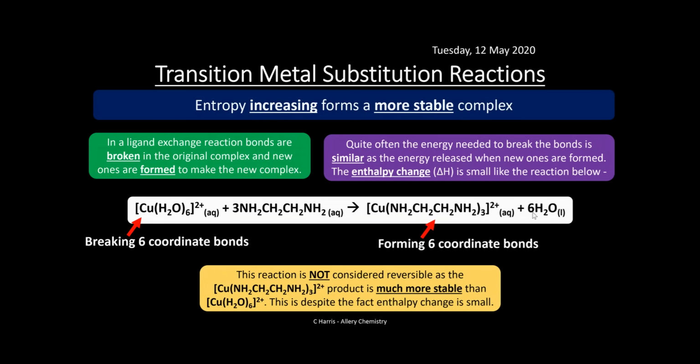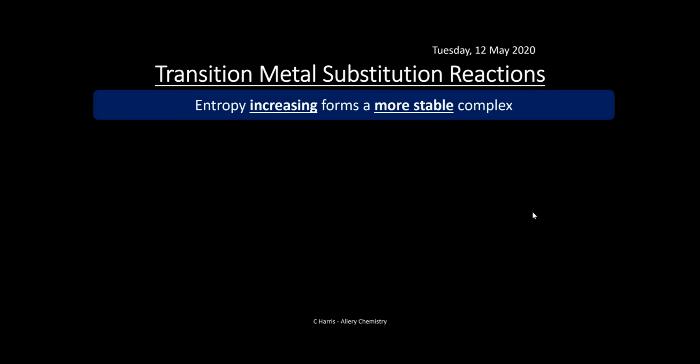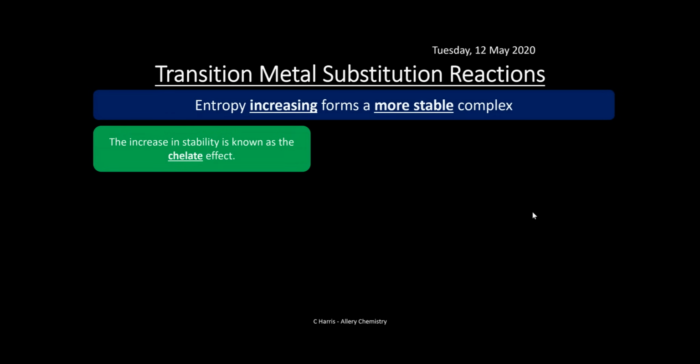This is not considered a reversible reaction, as the complex that we formed is actually more stable than the complex that we started with, which is our hexaaqua complex. This is despite the fact that the enthalpy change is relatively small. There's no real incentive to reverse it, so it is actually really stable. Now, this plays into the entropy side of it, which we'll look at now.